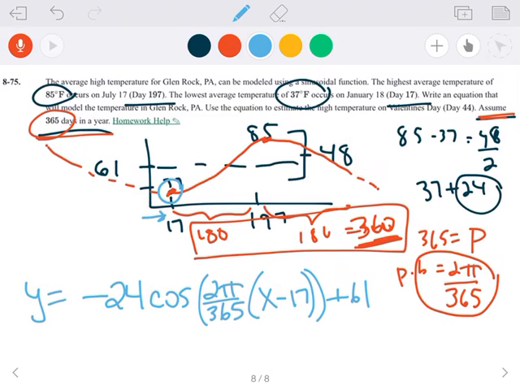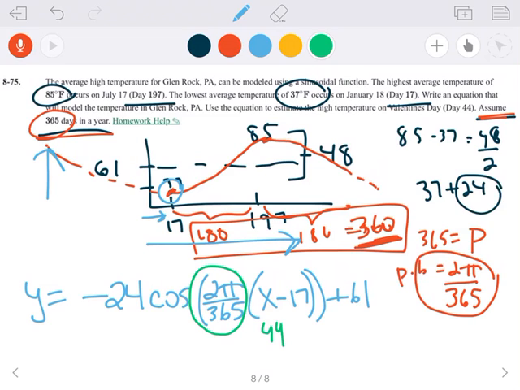Then use the equation to estimate the high temperature on Valentine's Day, day 44. On this graph, the x-axis is represented by days, the y-axis is represented by temperature, so we would put the 44 in for x here and just solve this equation. Because we're dealing with pi and radians, you want to make sure that your calculator is set to radians mode. And then you just got to plug it in.